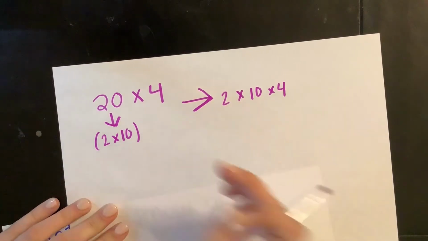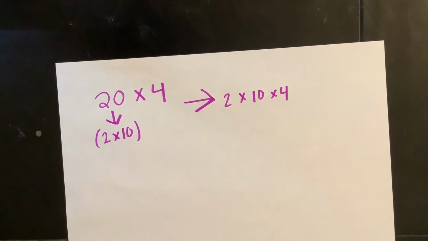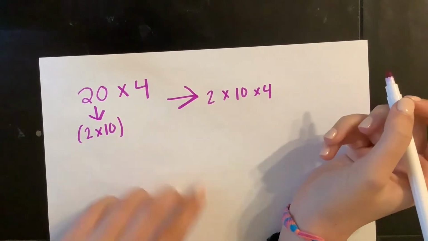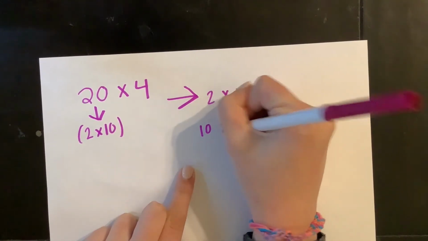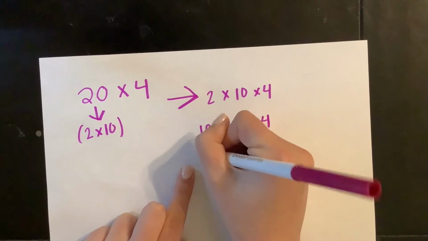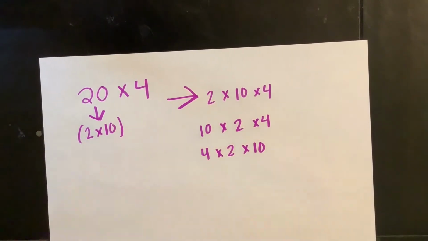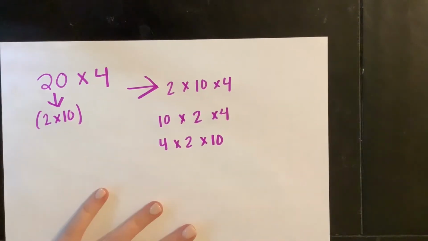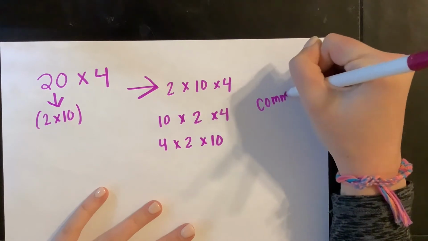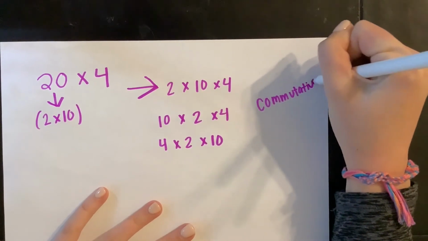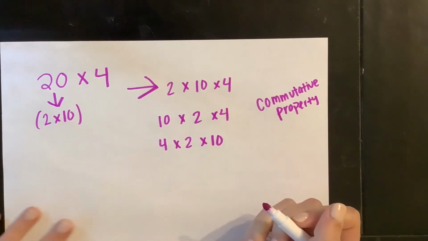Now what I didn't teach you last week is there's actually a really fancy word for this. Remember I told you can multiply in any order? So I can multiply straight across this way, or I can rewrite and do 10 times 2 times 4, or 4 times 2 times 10. And no matter which order I multiply it, I'm going to get the same answer. That fancy word is called the commutative property. And I really hope I'm spelling it right. This property tells us I can multiply in any order and I'll get the same thing.